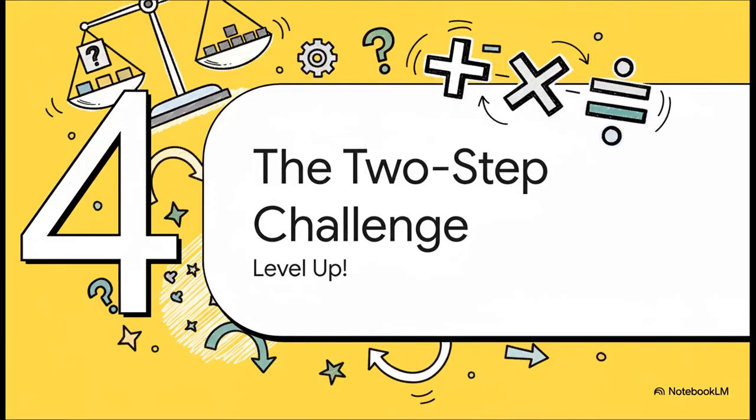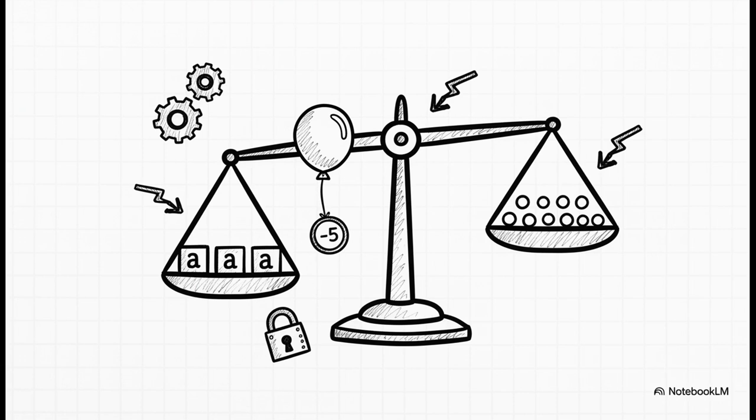Okay, you've totally mastered the one-step challenge. It is time to level up. We are now facing a two-step equation. Now, it may look a little tougher, but I promise you it uses the exact same rules and the exact same toolkit. So behold, the boss battle for today's quest. 3a minus 5 equals 10.